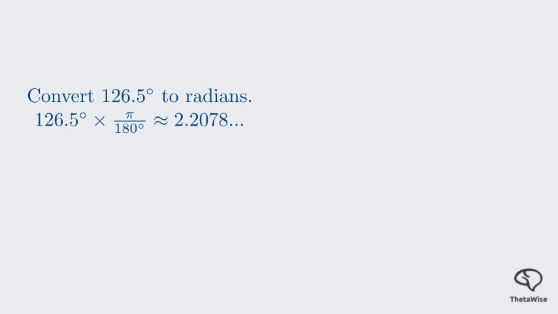Now let's convert a more complex degree measure like 126.5 degrees to radians. For this, we'll give our answer as a decimal. We multiply by the same conversion factor. Using a calculator, this gives us approximately 2.21 radians, rounded to 3 significant figures. Remember, radians can be expressed both in terms of π for exact values, or as decimals for approximations.